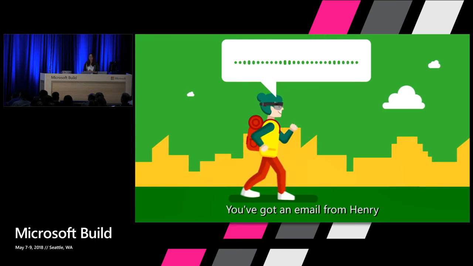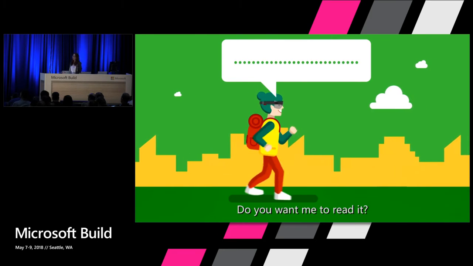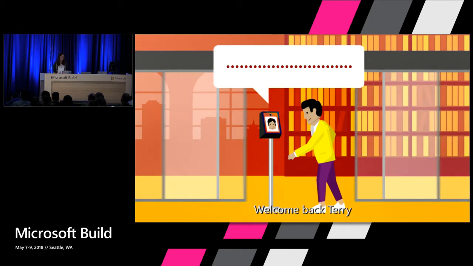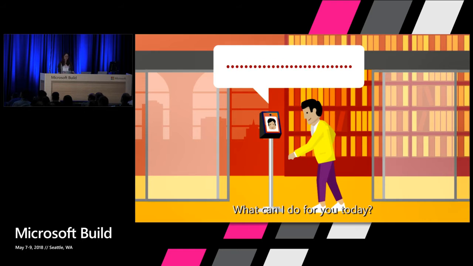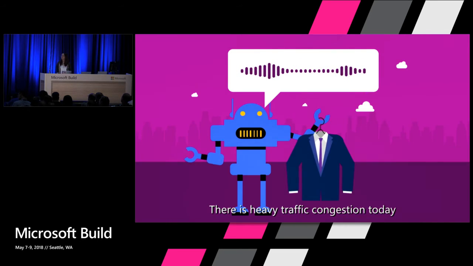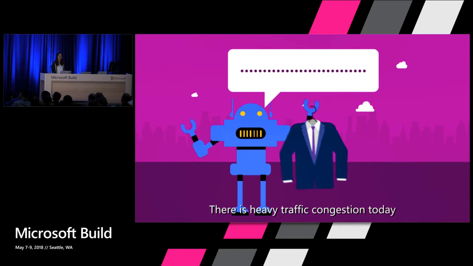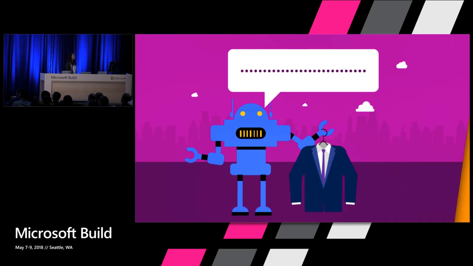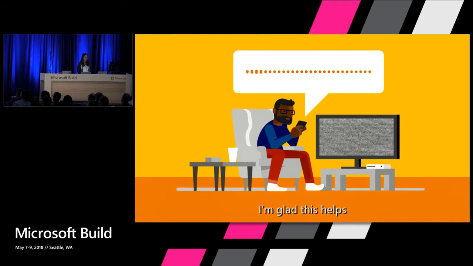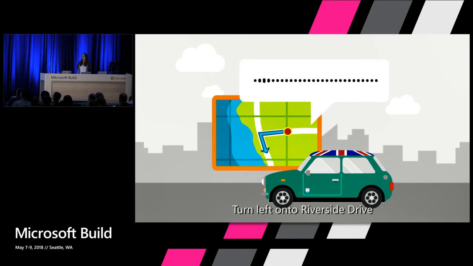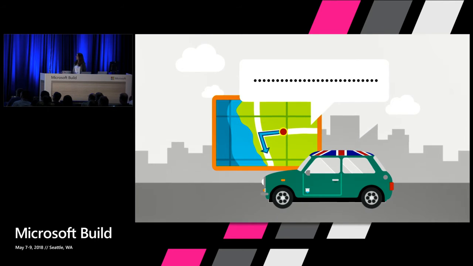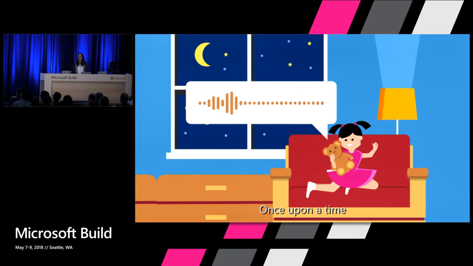You've got an email from Henry. Do you want me to read it? Welcome back, Jerry. What can I do for you today? There is heavy traffic congestion today. You should leave 20 minutes early. I'm glad this helps. Have a good day. Turn left onto Riverside Drive. Once upon a time, there was a princess who lived in a castle made of roses.